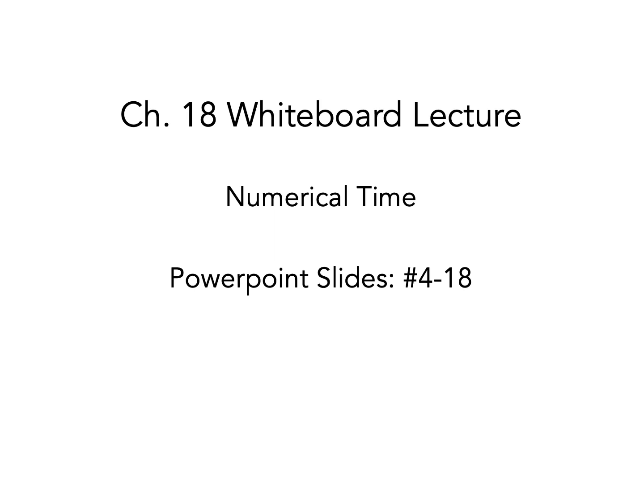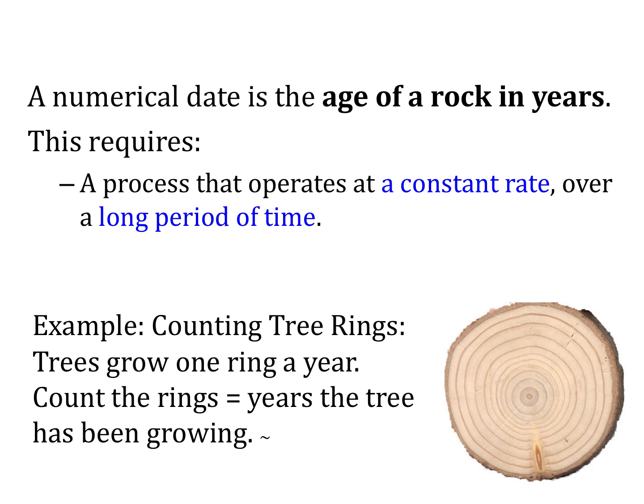This is the Chapter 18 whiteboard lecture covering numerical time and PowerPoint slides 4 through 18. A numerical date is different from relative dating because it anchors the age of the rock along a timeline. So we get an age in years rather than just saying it's older or younger than something else.